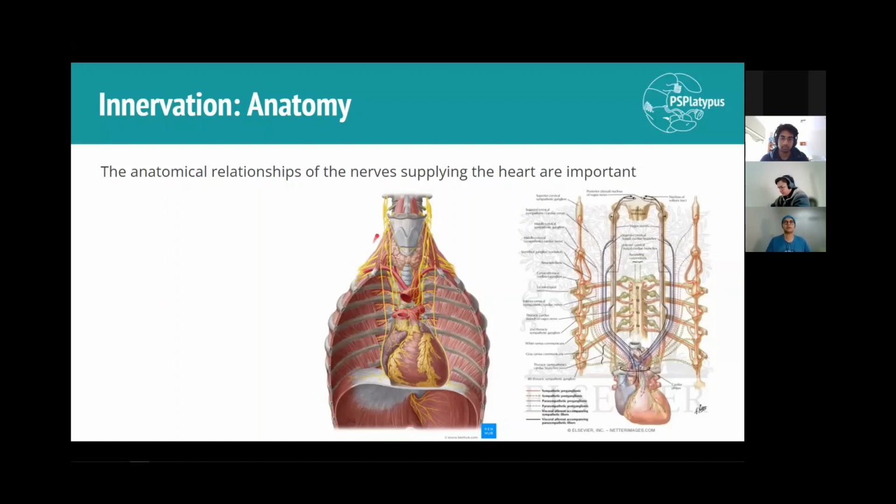Then you also have this nerve over here, which is most likely going to be phrenic because it's innervating the pericardial surface of the heart, and you can see it on both sides as well. Yeah, so those are the main things that you want to cover there.